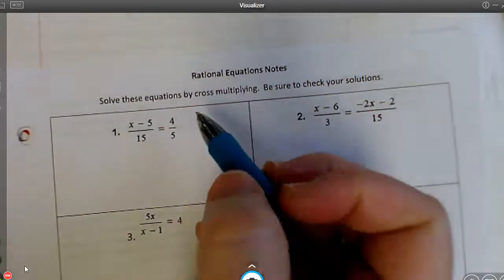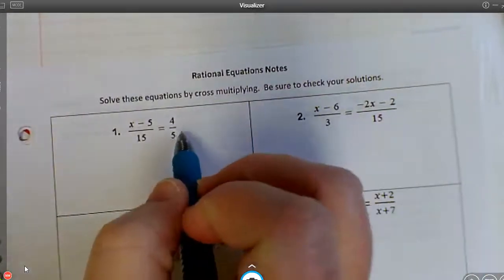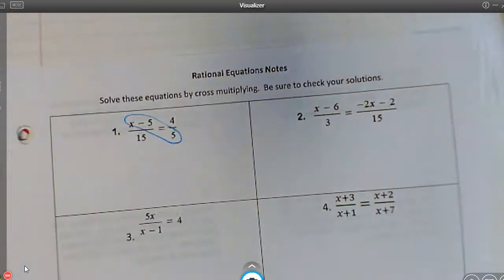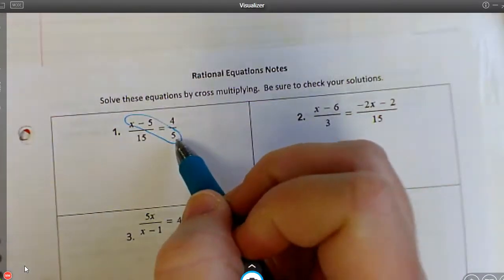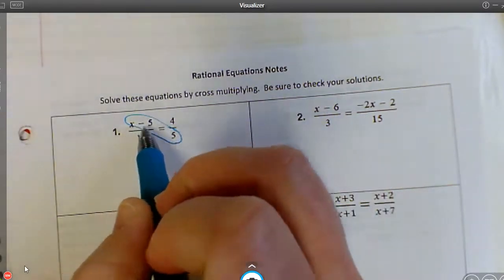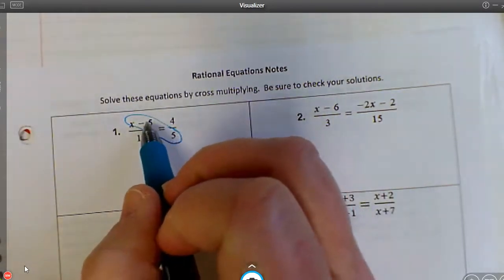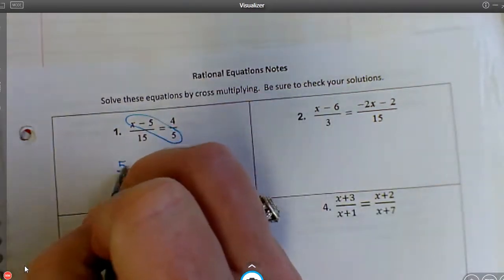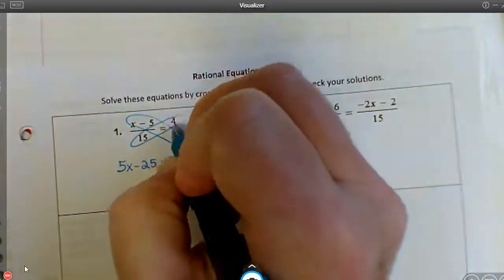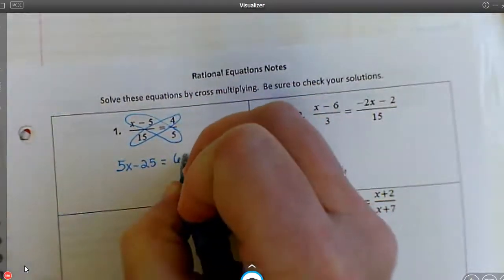So what you do, I always start wherever x is, and you sort of multiply crossways. I think somebody told me that in middle school, maybe you called it the butterfly method, so maybe you've heard that before. When you multiply, like the 5 times that, the 5 has to multiply by the x, and the 5 also has to multiply by the 5. So that would be 5x minus 25. And then you also multiply 4 times 15, and you get 60.